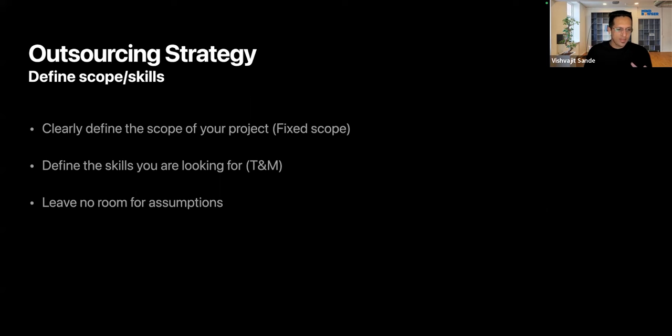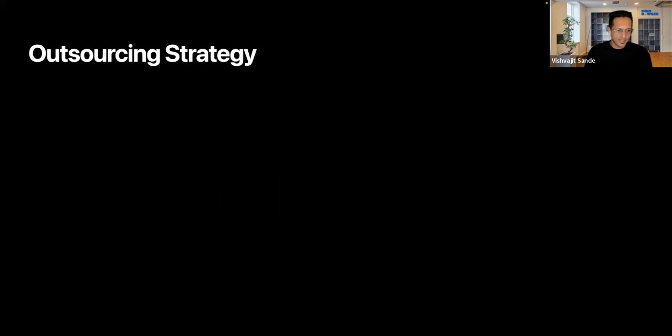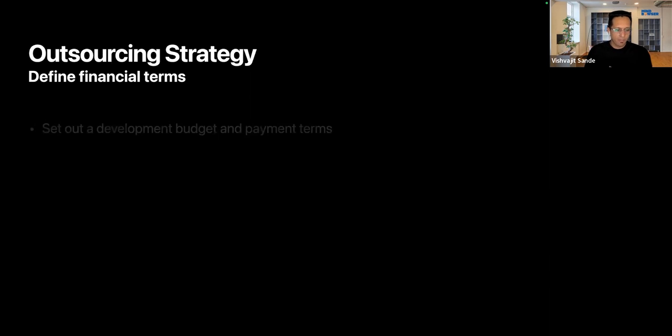So now we are at a stage where the objectives are defined, we have assessed the risk, and we have defined the scope. So what's next? The next thing is defining the financial terms, which is very, very important. Even if you saw in the case study, there were instances where the actual agreement and the cost blew up. All of that could be avoided by defining the financial terms.